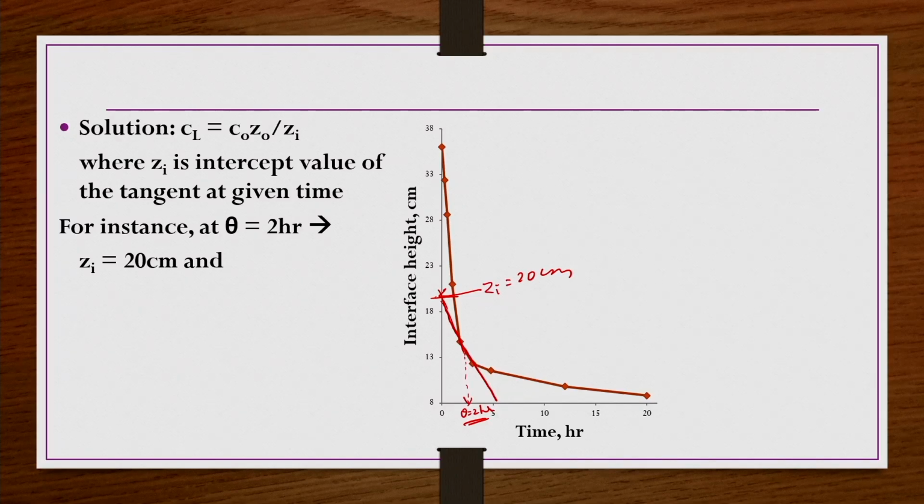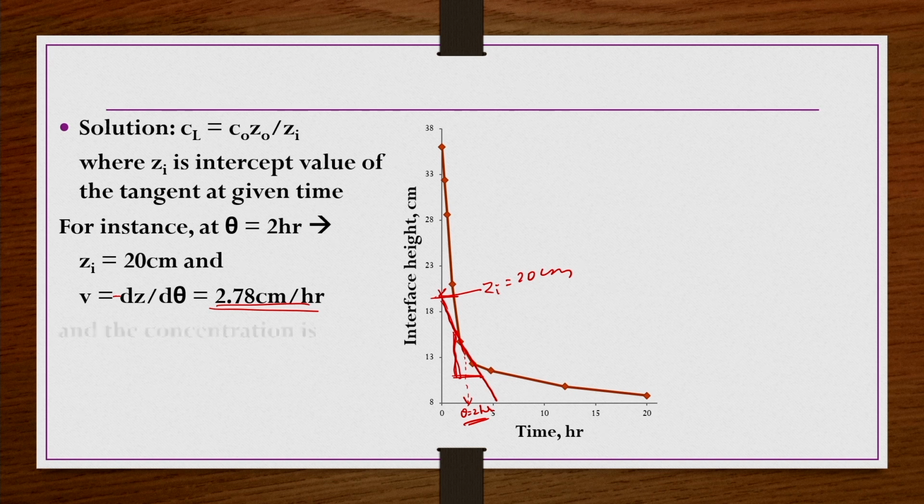Okay. So, now at this point, if you take the slope of this tangent that you have drawn on the curve at theta equals 2 hours, that is minus dz by d theta, then you will get 2.78 centimeter per hour. That is nothing but the settling velocity of the particles at that particular time, right.